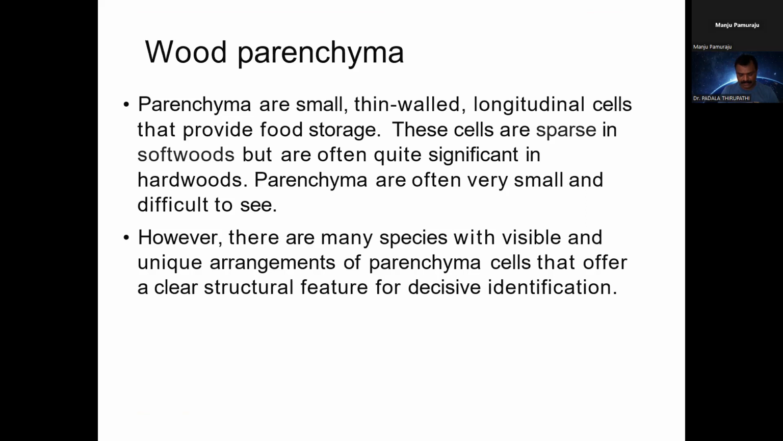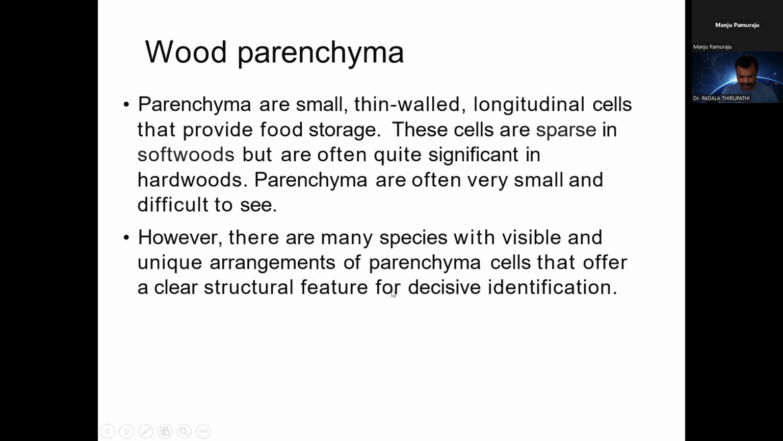So next one is the wood parenchyma. Parenchyma are small, thin-walled, longitudinal cells that provide food storage. These cells are present in softwood, but are also often quite significant in hardwood. The parenchyma are often very small and difficult to see. However, there are many species with a visible and unique arrangement of parenchyma cells that offer a clear structural feature.